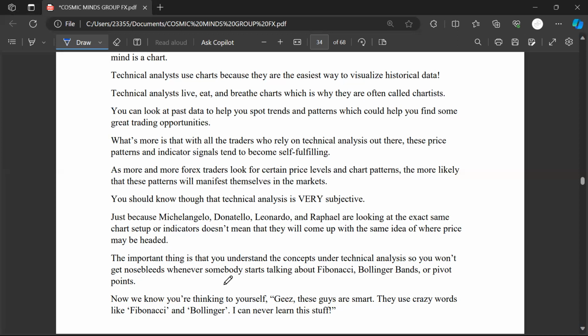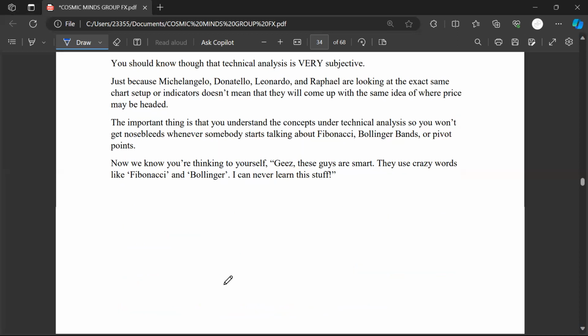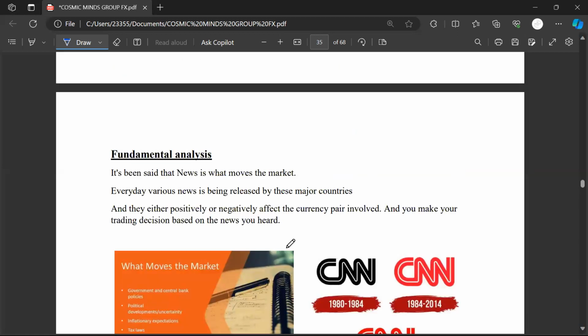So as an amateur, we just give you the common eye for you to know, and then later you decide on your own thing. Now, we know you are thinking to yourself, geez, these guys are smart. They use crazy words like Fibonacci and Bollinger Bands. Never mind, you will understand them shortly. So I think that is technical analysis.